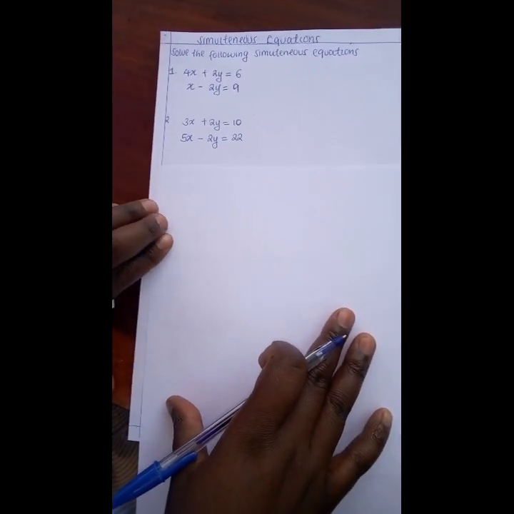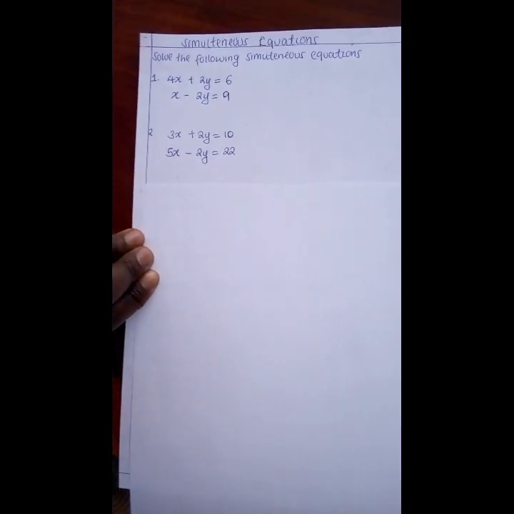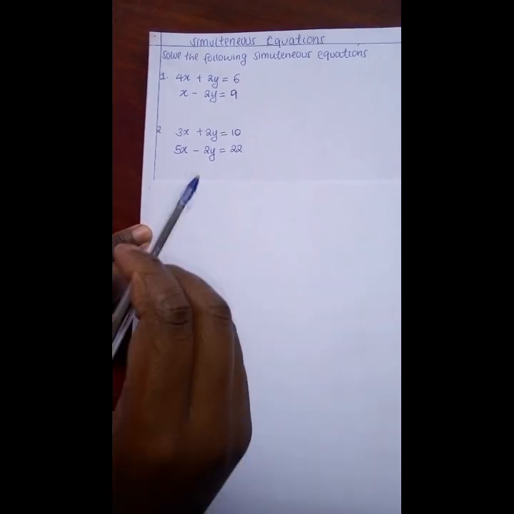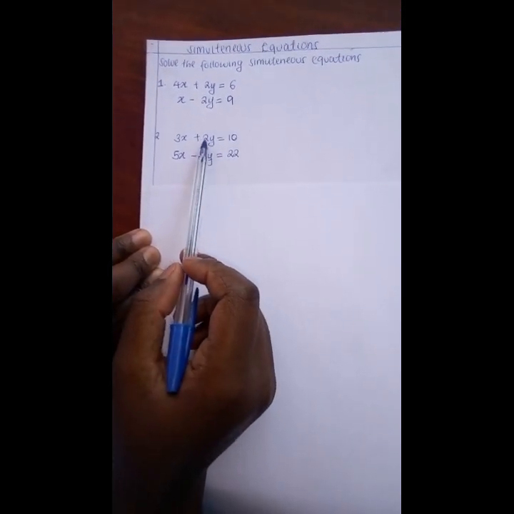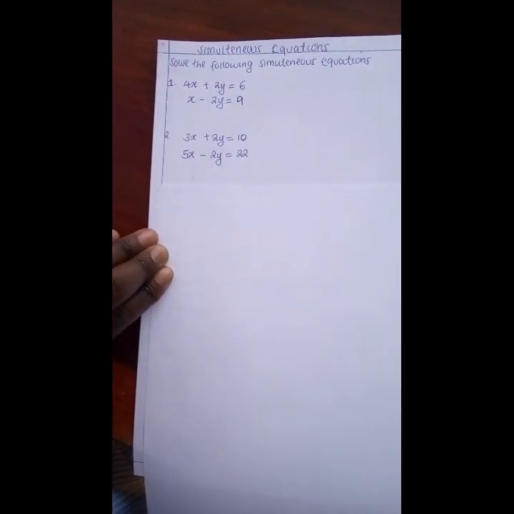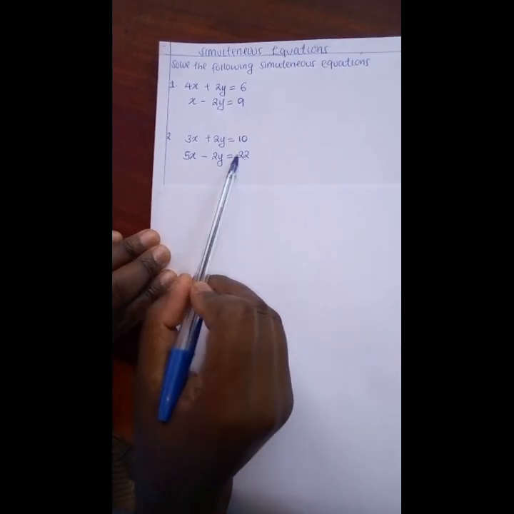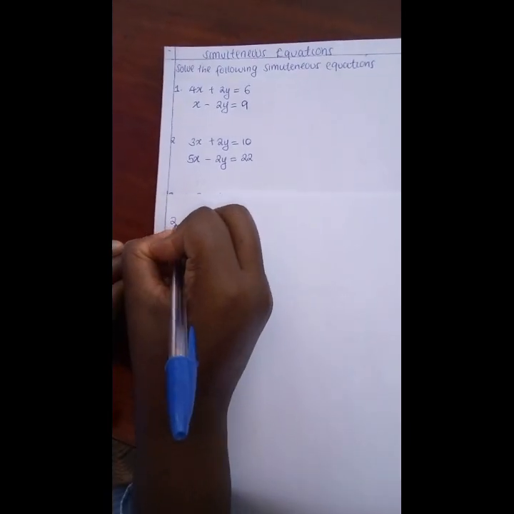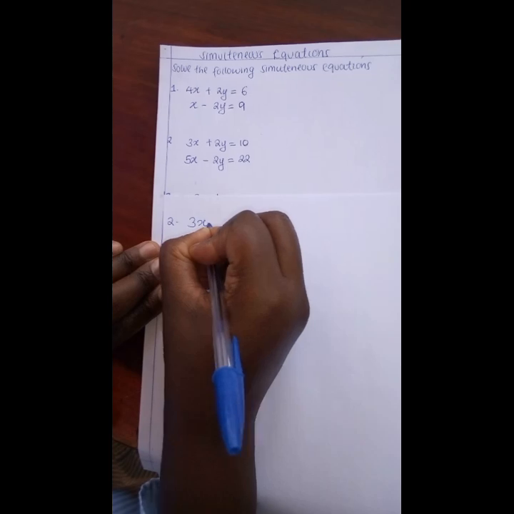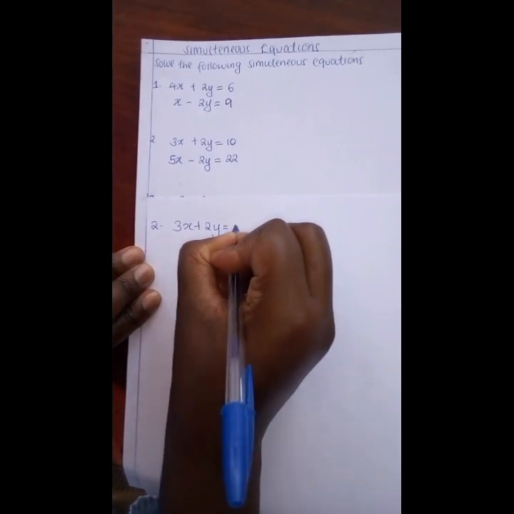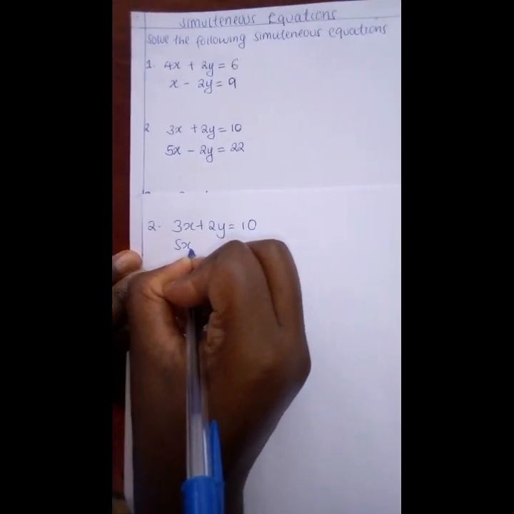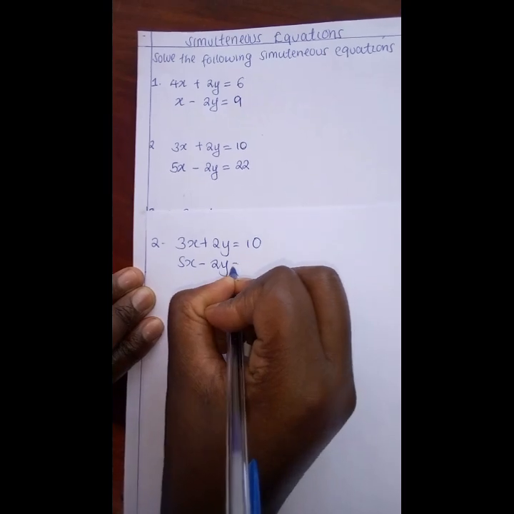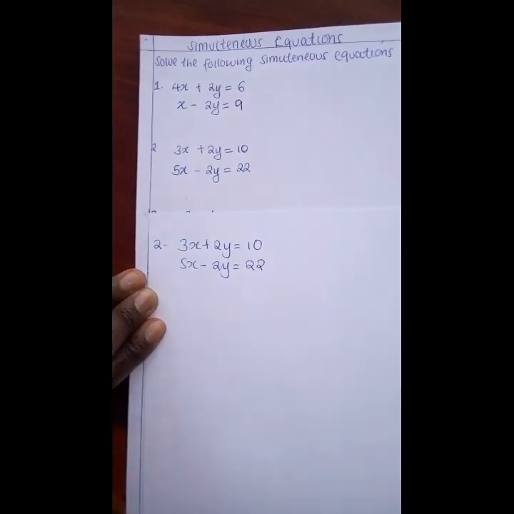So for example number 2, again, we use the elimination method. Why? Because y has a coefficient of 2 in equation 1 and also in equation what? 2. So example number 2: 3x plus 2y is equal to 10, and 5x minus 2y is equal to 22.